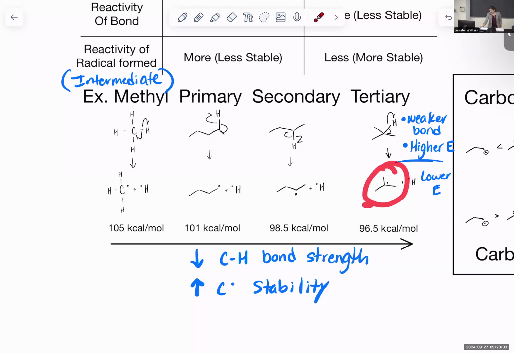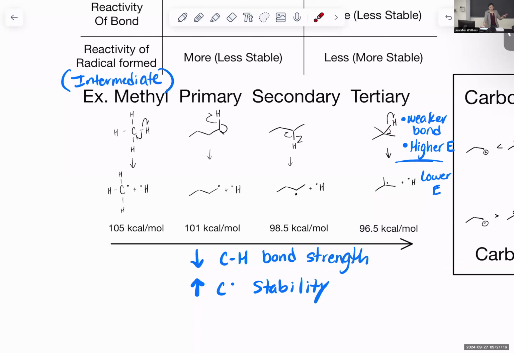So I can look at my more stable intermediate and know that my bond must have been weaker. Because if I make the more stable intermediate, then it was easier to break that bond, so it must not have been stable to begin with. Here, we see our stronger bonds, the lower energy, so then it takes more energy to break it, and that makes the more reactive intermediate. That's what we're seeing, is this relative stability and strength of our initial to the intermediate. Is if you're starting with a weaker bond, higher energy, you go to a lower energy intermediate. That's the trend that we're trying to see.